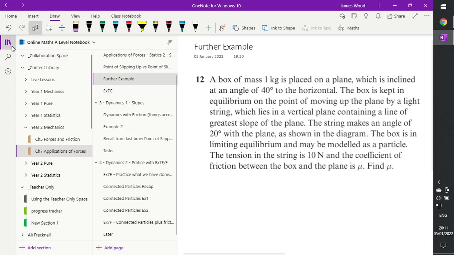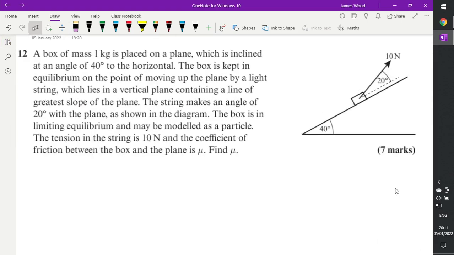Let's have a look at another example similar to this one. This is one of the later questions in the exercise you're about to do, but I thought we would go through this one in particular. So a box of mass 1 kilogram is placed on a plane. Let's put the weight on and resolve it straight away. So that's going to be 40 up there. So that's 1g. So this is going to be g cos 40 and g sine 40, in those directions. It's always useful to write the arrows on just so you don't forget which way they're going. I suppose we could draw R on at the same time.